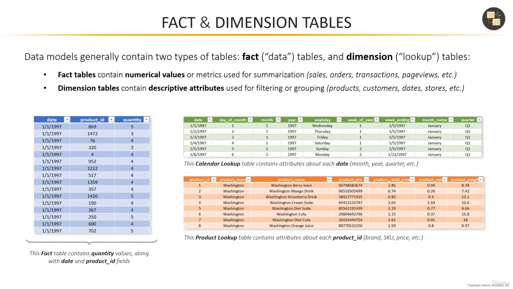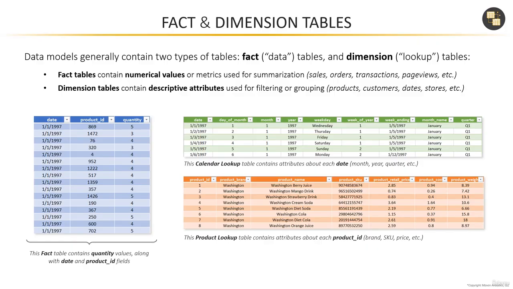Similar story with our product lookup table in orange. That table contains attributes about each individual product ID in that first column, because by definition, if you know the product ID, you also can figure out the brand, the product name, the SKU, the retail price, cost, weight, and any other product-specific attribute that this table might contain.